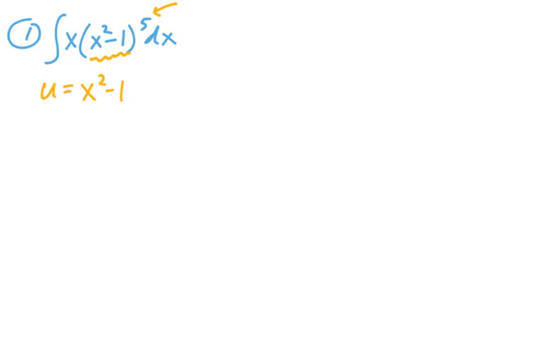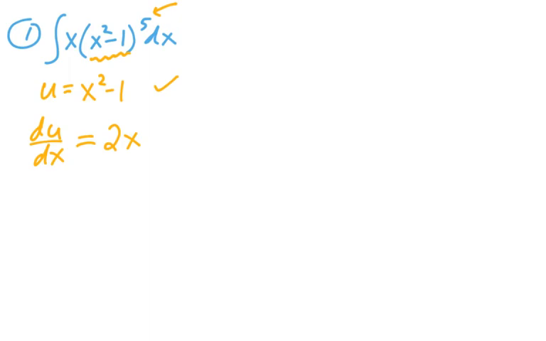After you set up your u, let's take the derivative of both sides. That's du, the derivative of u with respect to x. So this is du dx. This is just a regular derivative, power rule. I would just get 2x.